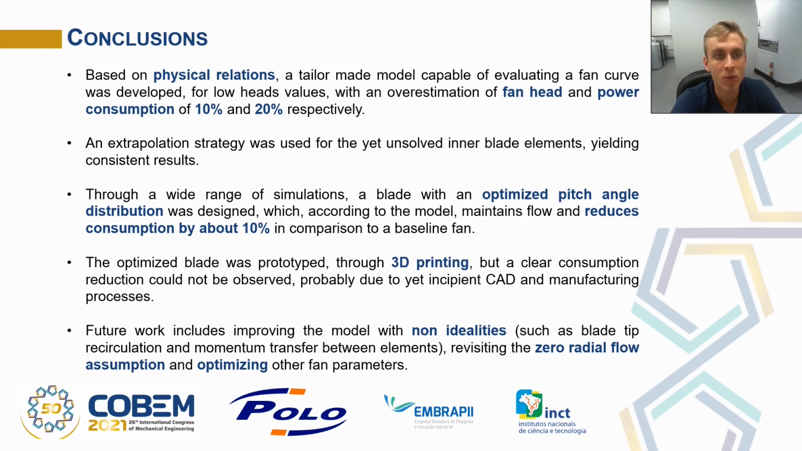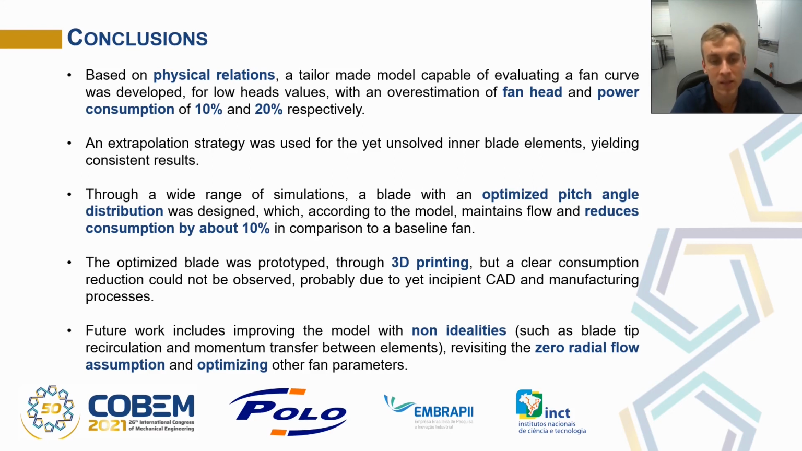The main conclusions of the work are: based on physical relations, a tailor-made model capable of evaluating a fan curve was developed for low head values, with an overestimation of fan head and power consumption of 10 and 20% respectively. An extrapolation strategy was used for the yet unsolved inner blade elements, yielding consistent results. Through a wide range of simulations, a blade with an optimized pitch angle distribution was designed, which, according to the model, maintains flow and reduces consumption by about 10% in comparison to a baseline fan.